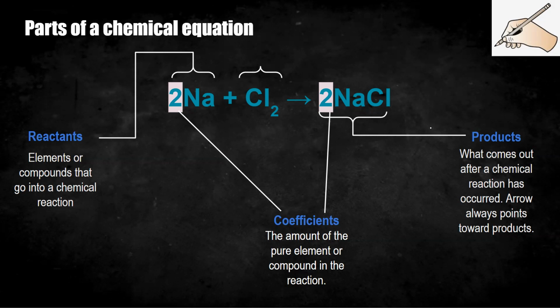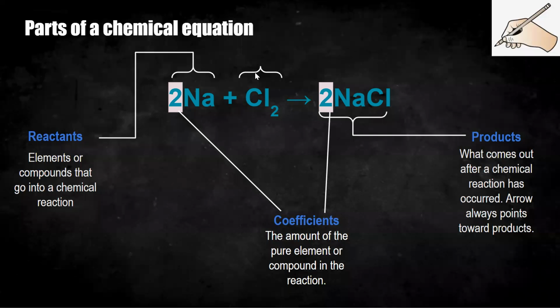Now, our products are what comes out after a chemical reaction has occurred. While the products are typically going to be on the right side of the chemical equation, not always, what is always true is that the arrow in the chemical equation will always point toward the products. If you think back to inputs and outputs in math classes, our input is always going to be our reactants and our output is going to be our products.